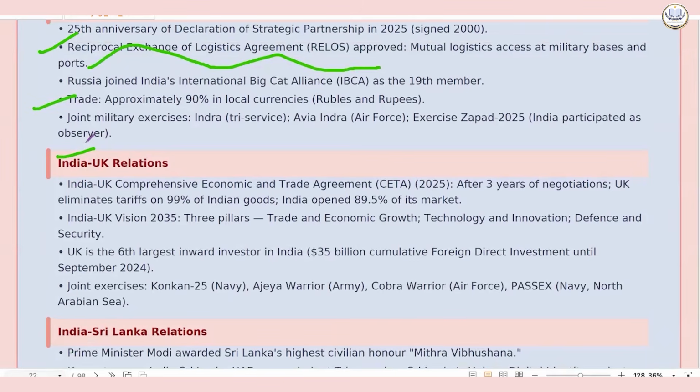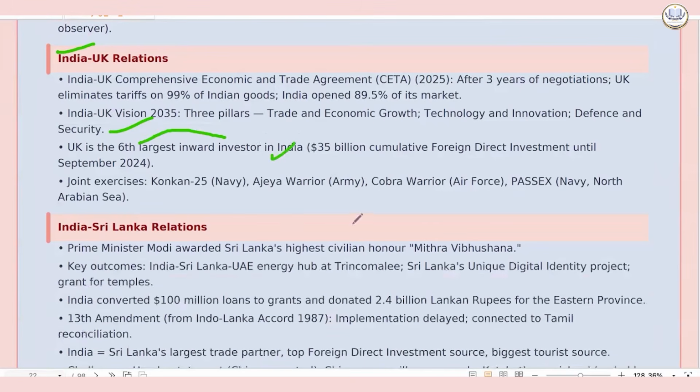Then India-UK Vision 2035. There are three pillars: trade and economic growth, technology and innovation, and defense and security. The UK is the sixth largest inward investor in India with $35 billion cumulative foreign direct investment. Joint exercises are Konkan 25 (Navy), Ajeya Warrior (Army), Cobra Warrior (Air Force), and Perseus (Navy, North Arabian Sea).